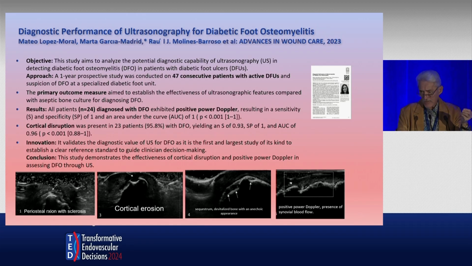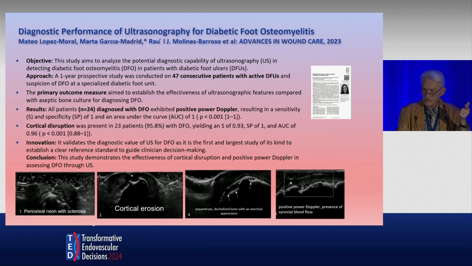And they had a power Doppler. Now, power Doppler is a color Doppler, so I don't have a good image of it, although there is one on the bottom right here. But what they found is that cortical disruption was present in 96% of patients with diabetic foot osteomyelitis. And the positive power Doppler was present in 100% of those with confirmed osteomyelitis.